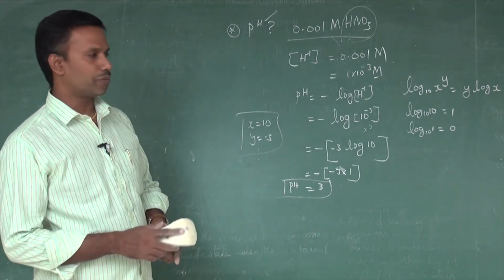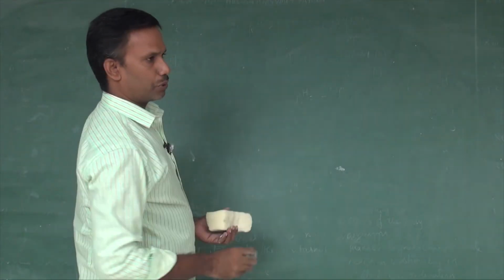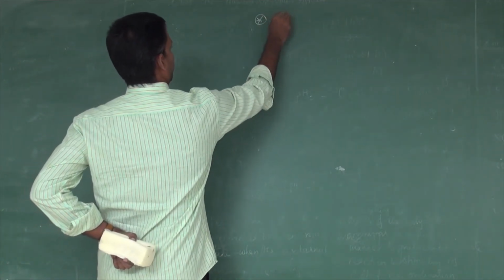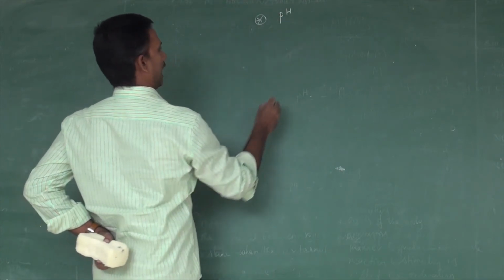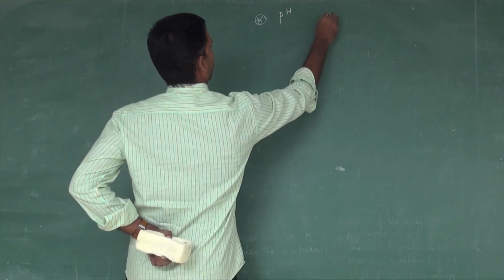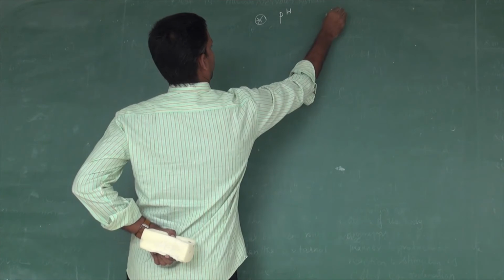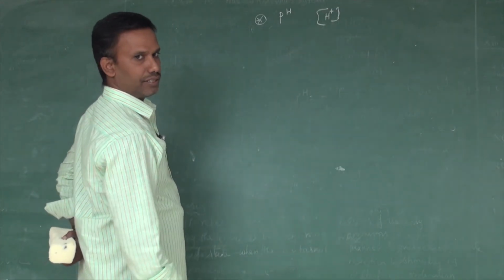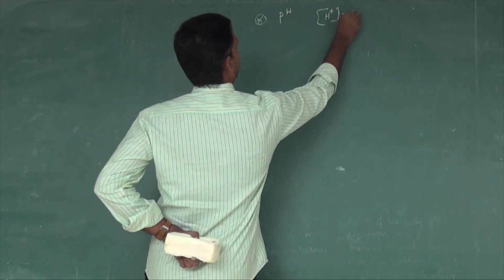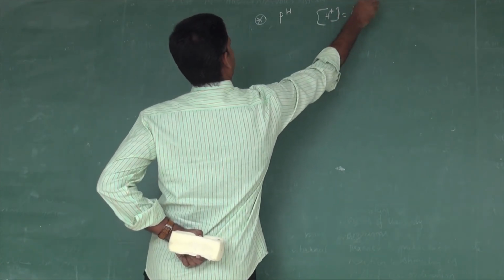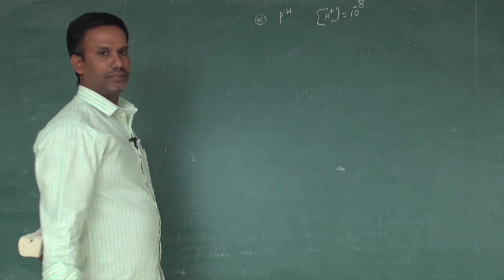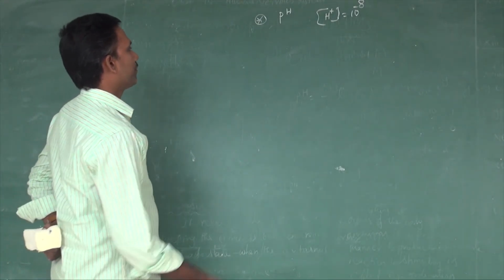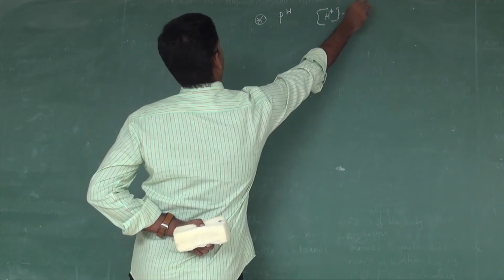Let us see one more problem. Problem number 2. What is the pH of the solution having H plus ion concentration? Directly they are giving data. H plus ion concentration 10 power minus 8. Okay. So let us go. 10 power minus 8.